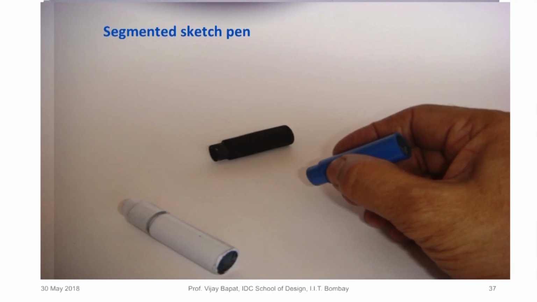segmented. Can it be multiple segment? Black, blue, green, they are small pens. So whichever color I am using, I am bringing that segment in the front.